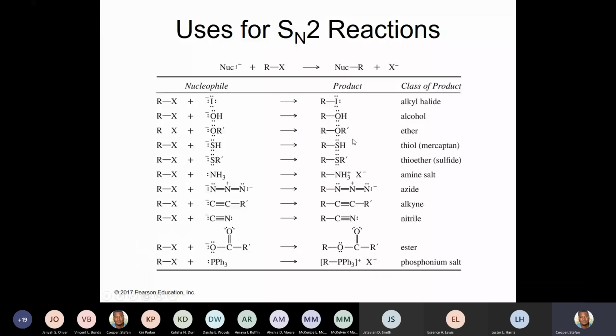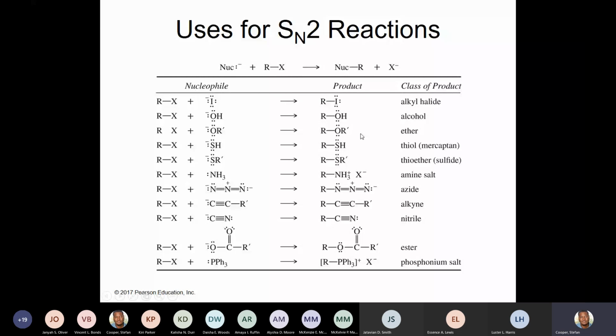Okay. All right, this is a good slide that showcases some of the utility of SN2 reactions. I can take any alkyl halide and convert it to all these different functional groups, right? So I can take an alkyl bromide, and if I react it with an iodide, I can make an alkyl halide. All right, in this case, an alkyl iodide. I can take an alkyl halide, react it with hydroxide, and make an alcohol. I can react it with an alkoxide and make an ether.